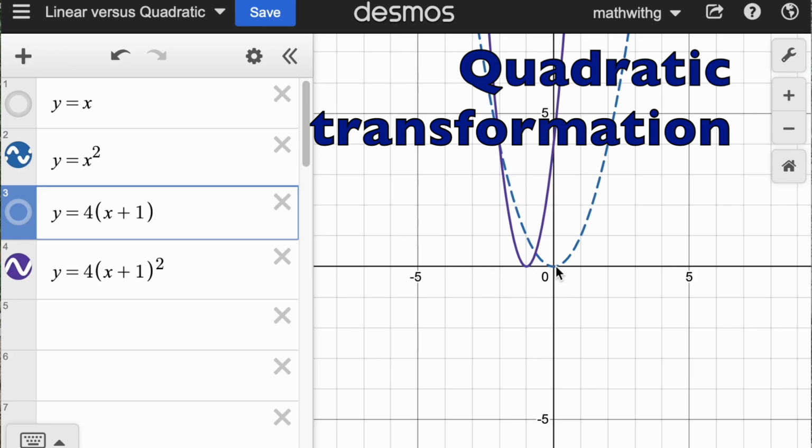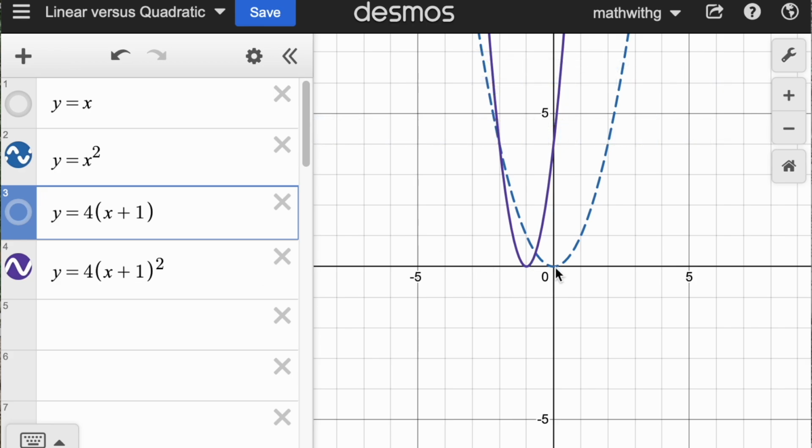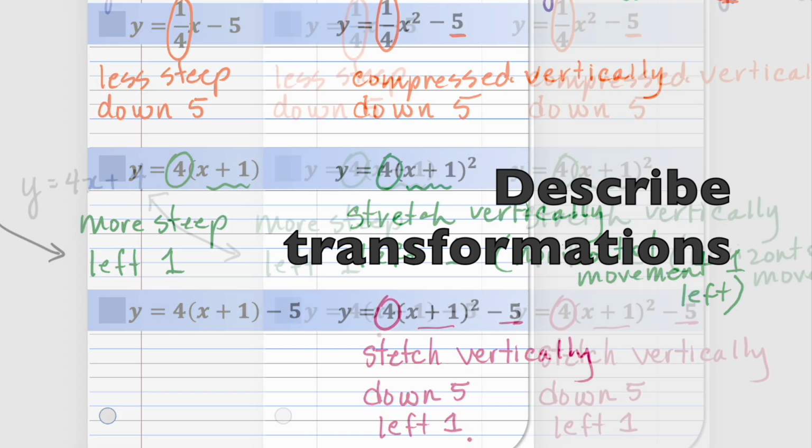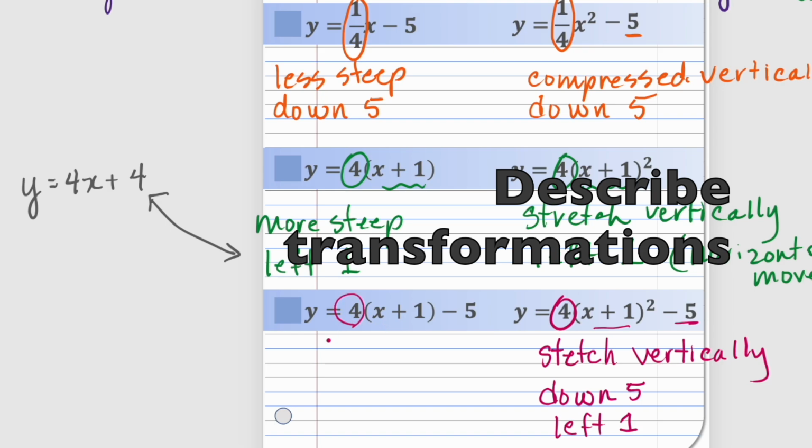And this one's nice. This bottom part here, this minimum point, just moves left 1. Quadratic, we have a 4. We're stretching vertically. And now we have 2 movements. We have a movement down 5, but we also have a movement left 1. And for the line, we have a more steep, and we have a movement left 1, down 5.